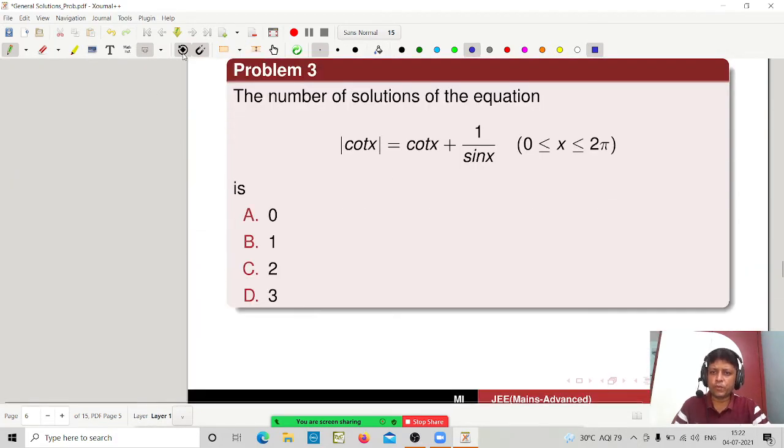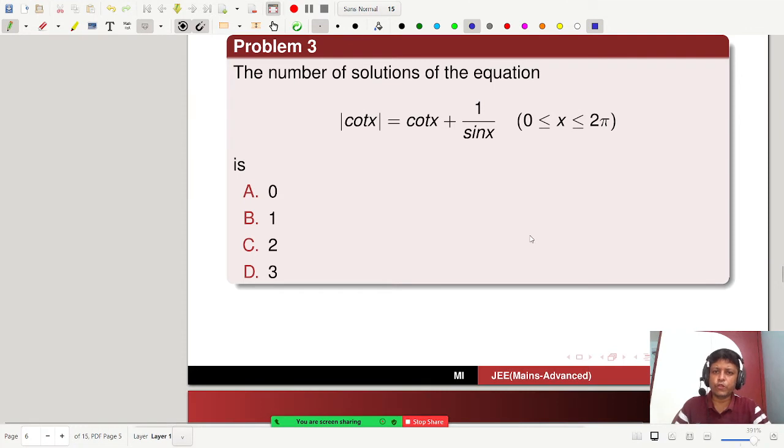Let's come to problem 3. How will you solve problem 3? Problem 3 is modulus of cot x equal to cot x plus 1 by sin x, and here also the interval is given 0 to 2 pi. So you have to find out the number of solutions of this equation.